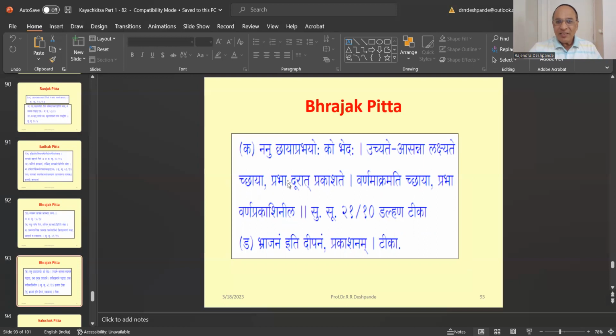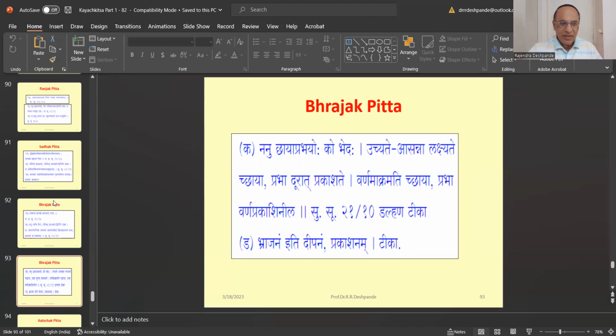Uchchate asannat lakshate Chaya, Prabha durat prakashate. Chaya is your complexion, which can be understood from near distance. But Prabha is like the glorification of your skin that can be understood from a long distance. Bhrajanam, the Bhrajak Pitta, Bhrajanam iti Deepanam Prakashanam. Luster, color and complexion, shining is done with the Bhrajak Pitta.